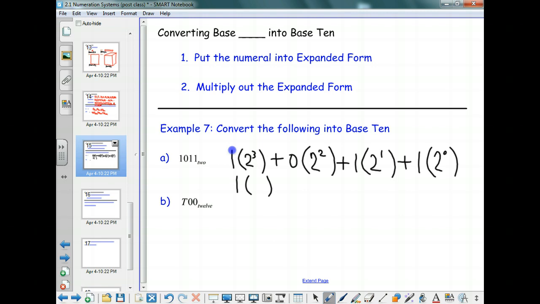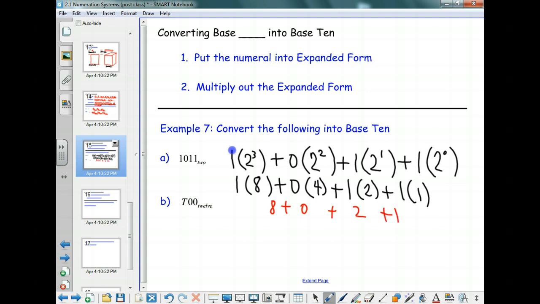What is 2 cubed? 8. What is 2 squared? 4. And what is 2 to the first? 2. And what is 2 to the 0? 1. So these are all friendly because they're either being multiplied by 1s or 0s every time, right? So this is actually 8 plus 0 plus 2 plus 1, which is what? This is 11.